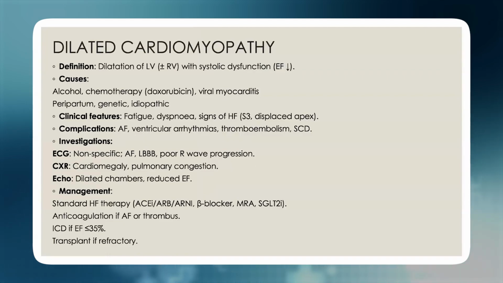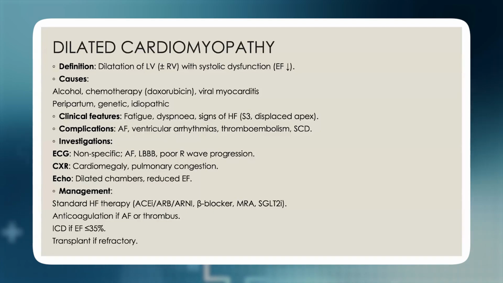Sometimes there is RV dilatation as well, with systolic dysfunction. Causes commonly are alcoholic, chemotherapy induced, viral myocarditis, peripartum, genetic cardiomyopathies, and idiopathic. The most common two variants are alcohol and viral myocarditis, and your MRCP2 clinical scenarios will mostly come from that, and also peripartum, of course. Clinical features include fatigue, dyspnea, and signs of heart failure.